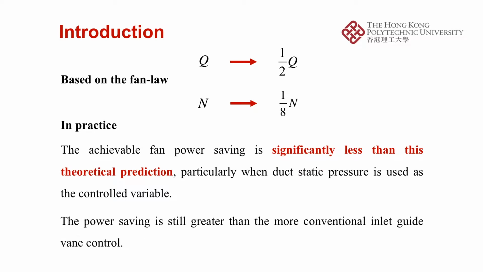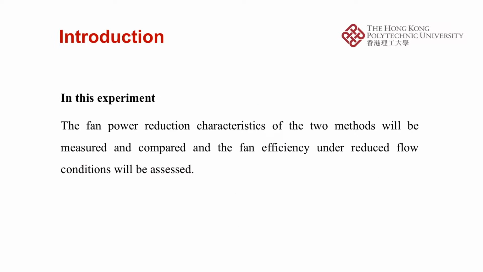However, the achievable fan power saving in practice is significantly less than this theoretical prediction, particularly when duct static pressure is used as the controlled variable. The power saving is still greater than the conventional inlet guide vane control. In this experiment, the fan power reduction characteristics of the two methods will be measured and compared, and the fan efficiency under reduced flow conditions will be assessed.